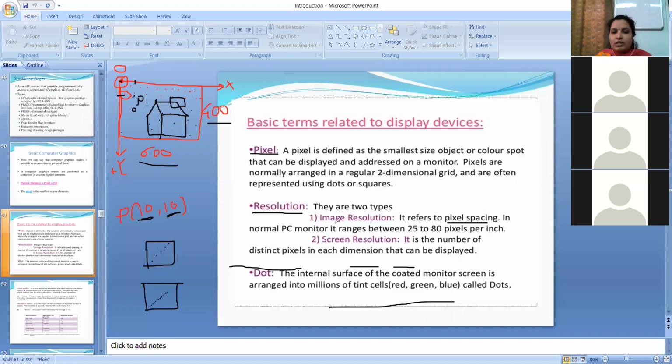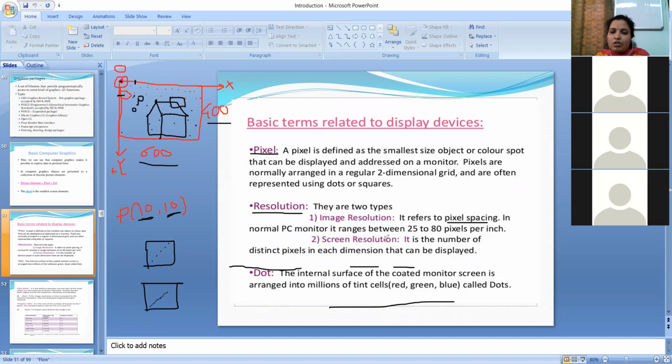Right, so it is called image resolution. It determines the availability of pixels in 1 inch. Resolution can be measured as image resolution, which is one way, and the second way is screen resolution.